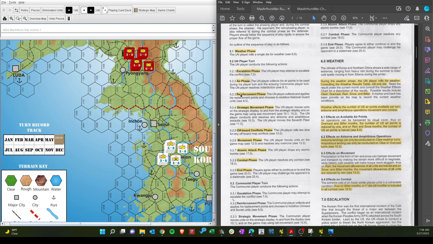So, and then we've got the reinforcement phase, replacement points, and mobilizing the National Guard for the UN. Let me show you the strategic map. Well, here we go. And there is a strategic map in this game.